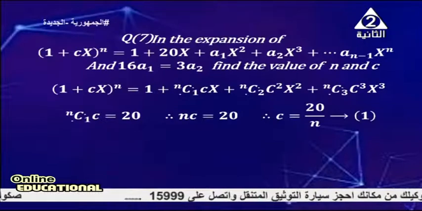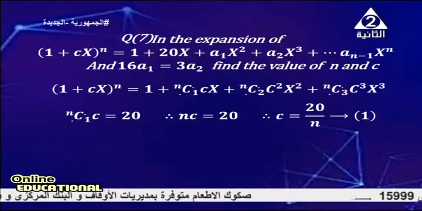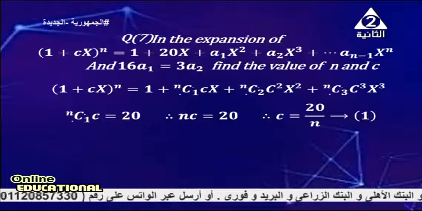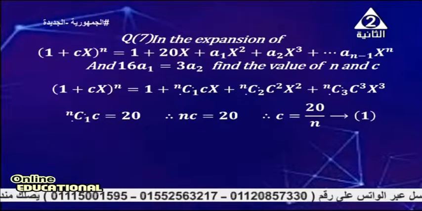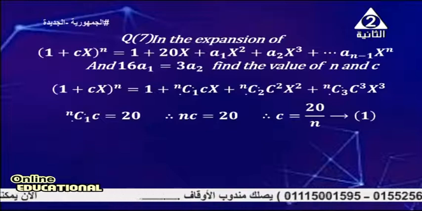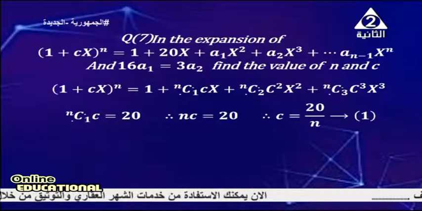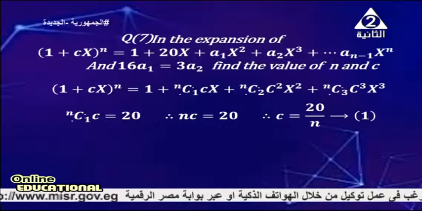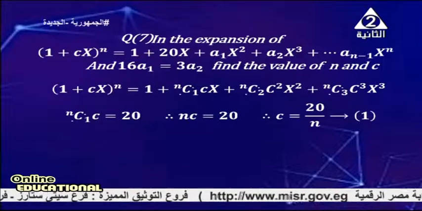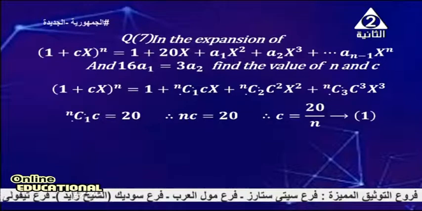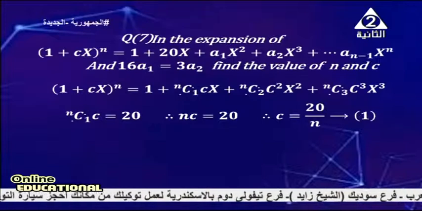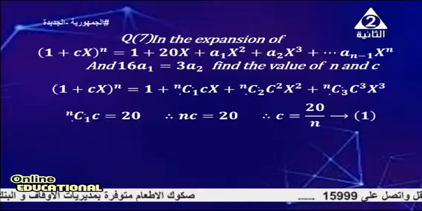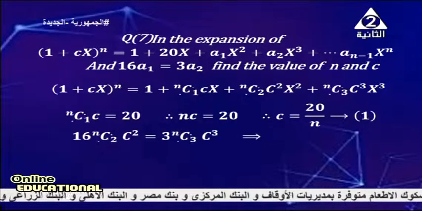My dear student, from the expansion of (1 plus cx) to the power n, the first term is 1. The second term is nC1 cx. From the given, the second term is 20x. Therefore, we deduce that nC1 c equals 20. nC1 equals n, so nc equals 20. The relation between c and n: c equals 20 over n. This is the first equation.